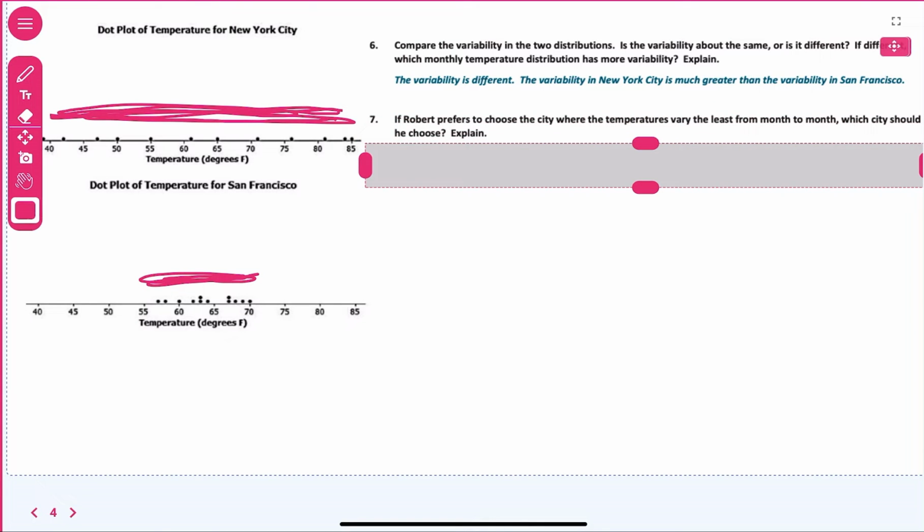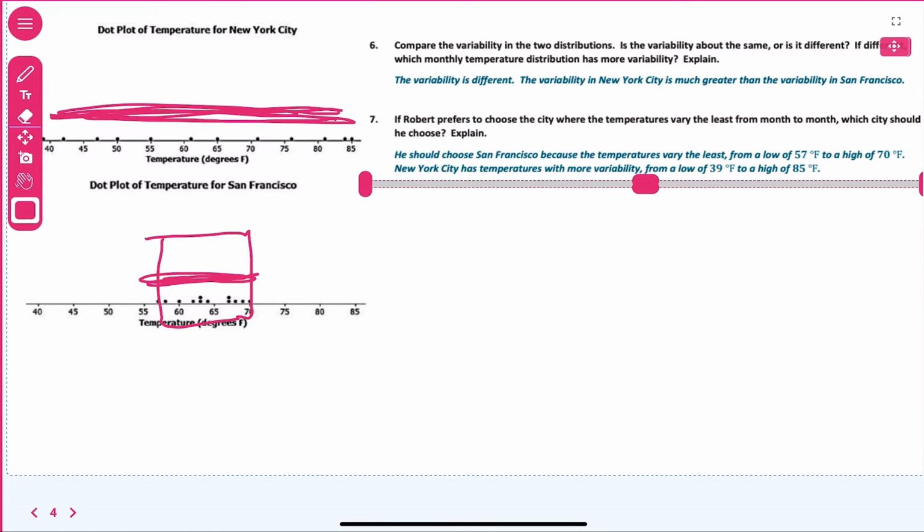If Robert prefers to choose the city where the temperatures vary the least from month to month, where would he choose? Well, these vary the least in San Francisco. You're only going to be somewhere between 57 degrees and 70 degrees. So think about it like this. You're not having to buy a real big jacket or anything like that because the low is only 57 degrees. In New York, it could get down to 39 degrees, which is much colder, and it gets much hotter too. So you have to wear shorts and a heavy jacket in New York, whereas in San Francisco, you may just wear long sleeves and long pants.